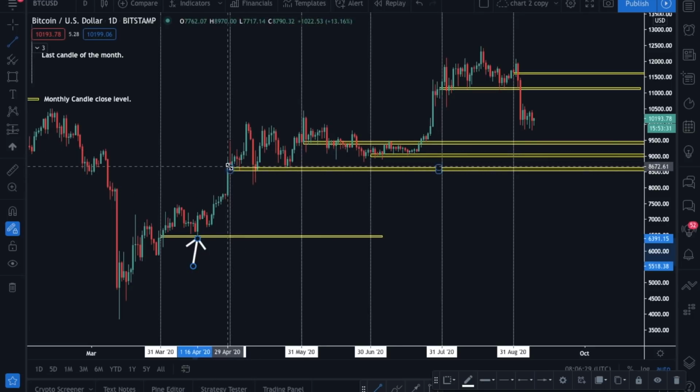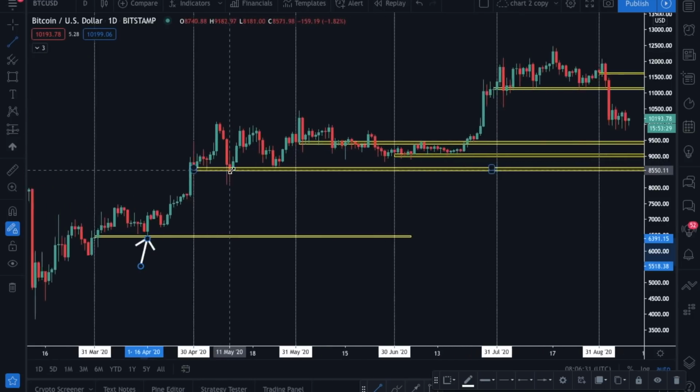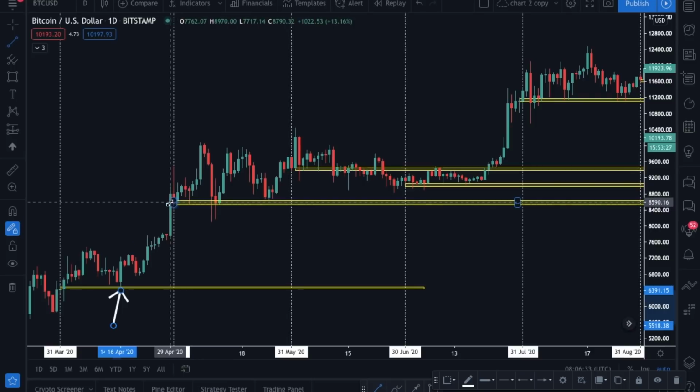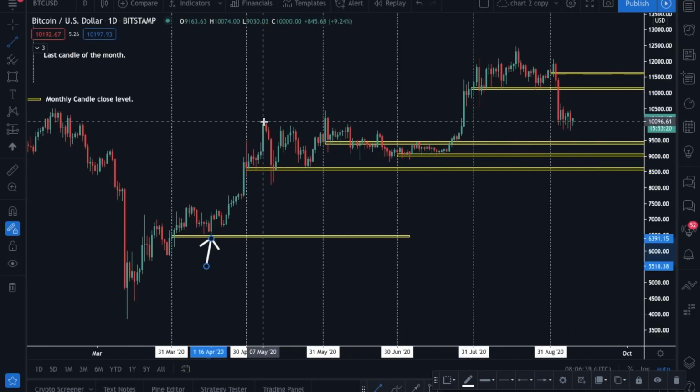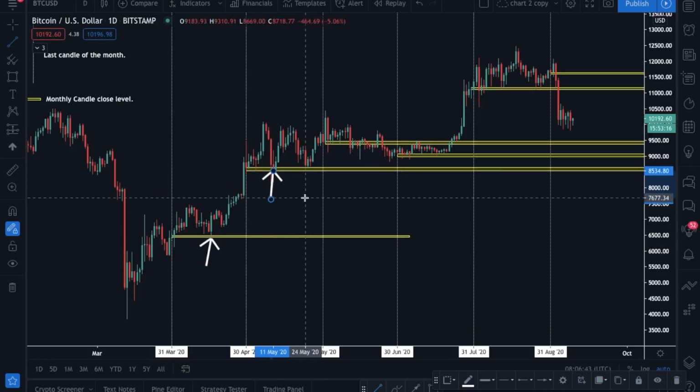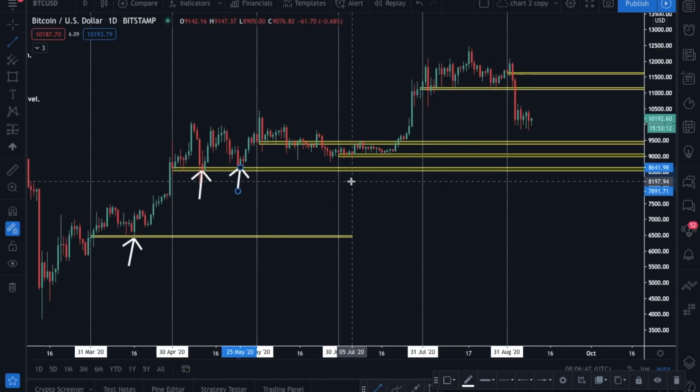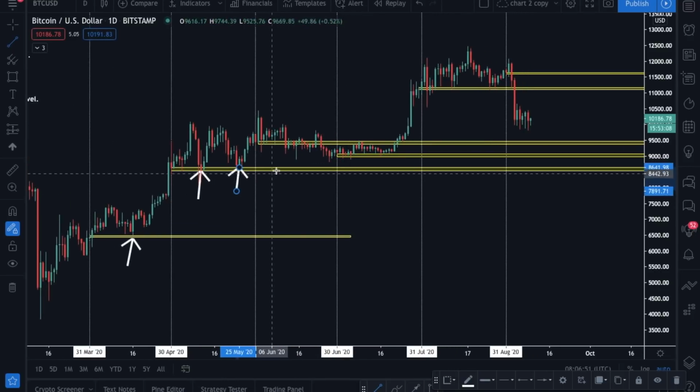Similarly, when the price actually came to this monthly candle close level, you can see here, guys, this was the monthly candle close level, right? So if you draw a trend line there, you will notice that after this break to the upside, price came to retest this level again. So you can see here, this monthly candle close level is very, very important to support the price level if it's going to continue to the upside.